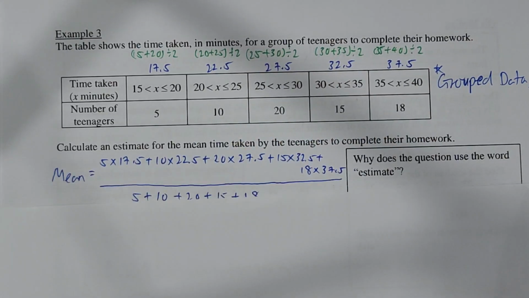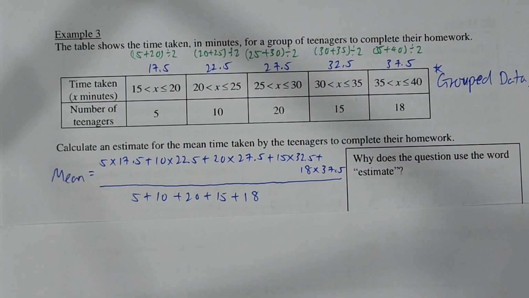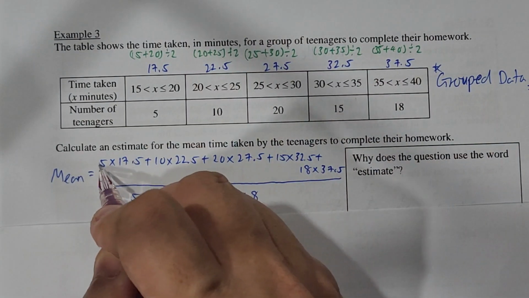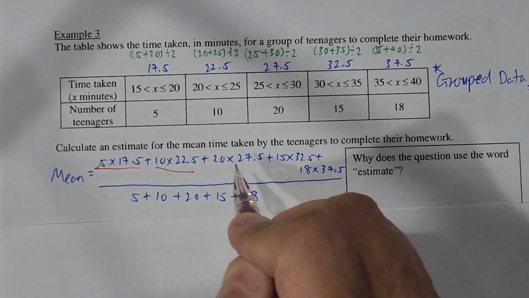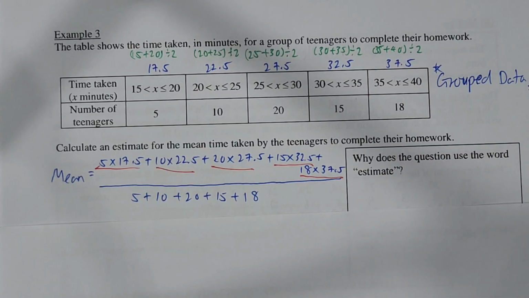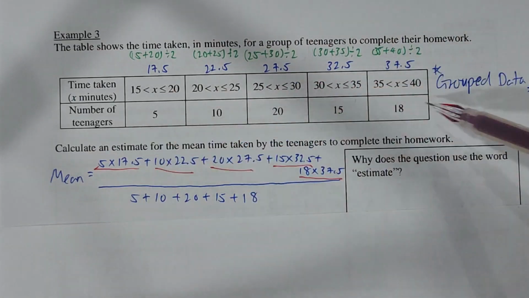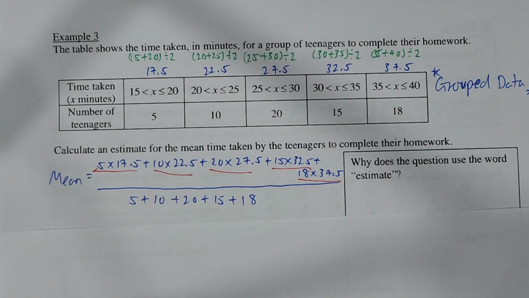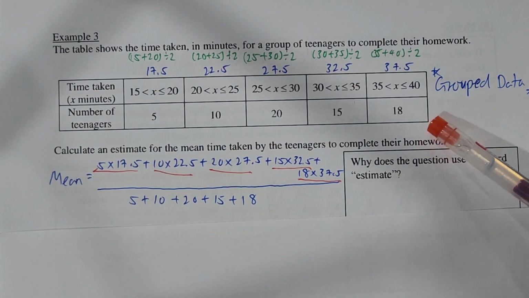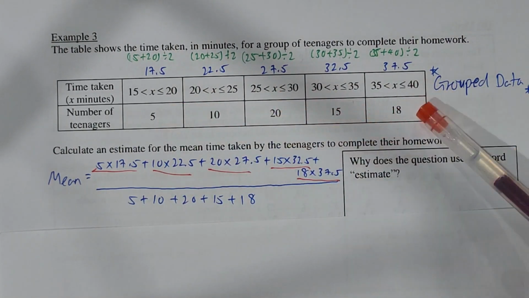After that, the working is exactly the same as example 2. Multiply them together and add them. I multiply the columns together and then I add them. The ones underlined in red are the columns I multiply together, and then all the values are added together. And I divide by the total number of data, so it's 5 plus 10 plus 20 plus 15 plus 18.